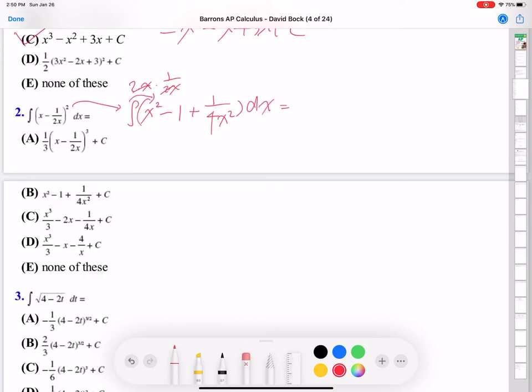X squared: the integral is 1 over n plus 1, 2 plus 1 is 3, x to the n plus 1, so x to the third power. For any number, the integral is just that number times x.